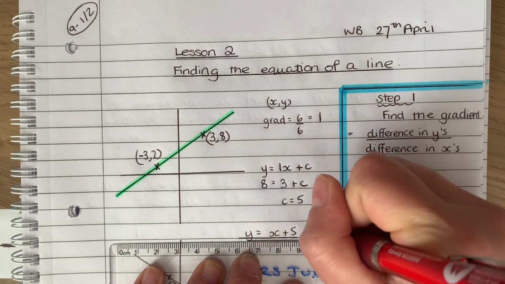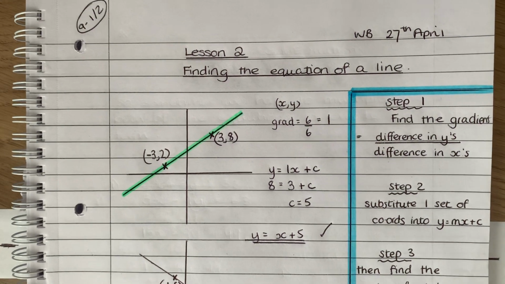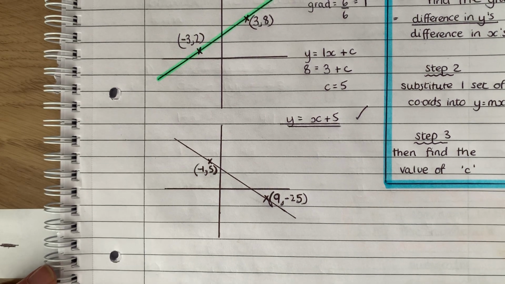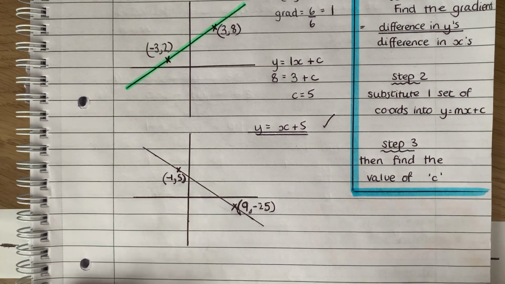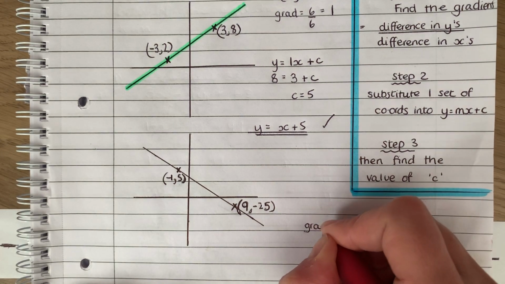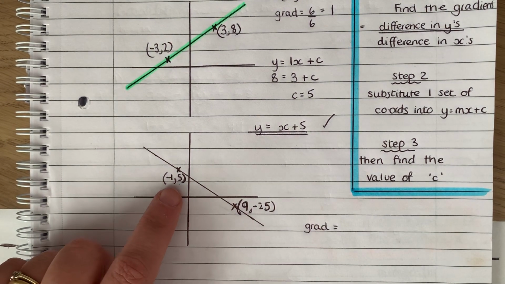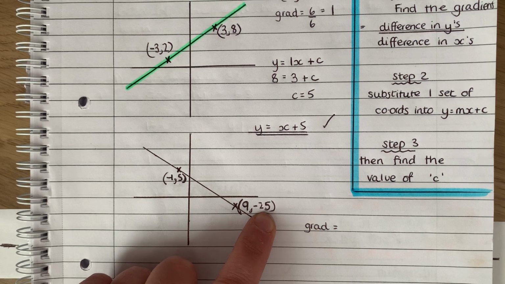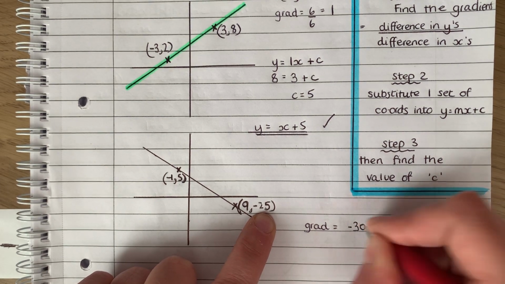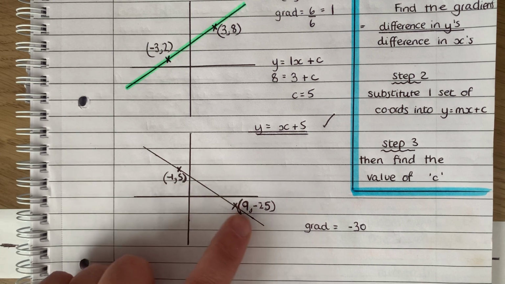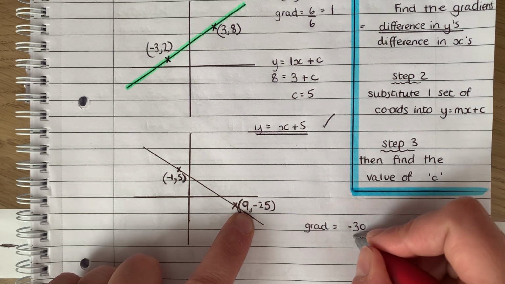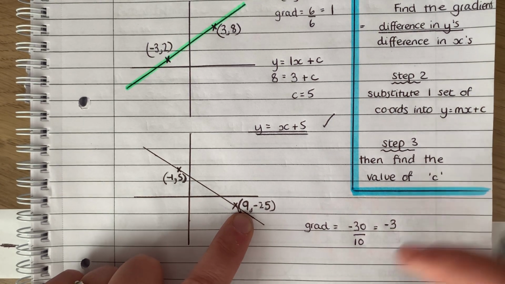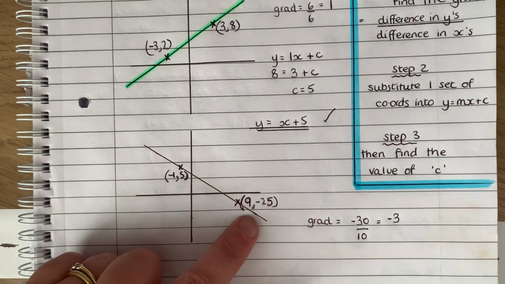Okay, let's try that again with the next one. First thing we said was to find the gradient, so let's do this one down here. Sorry if it's a bit squished up. How do I get from 5 to -25? That's -30. And how do I get from -1 to 9? That's going to be 10. So -30 divided by 10 is -3. Notice that we should know it's a negative gradient because it's going this way.